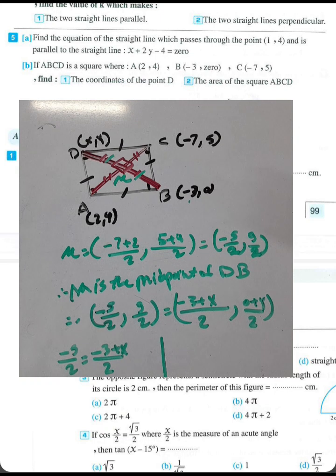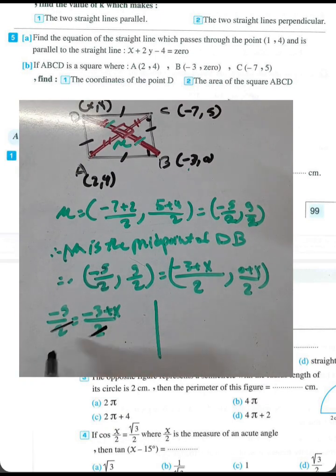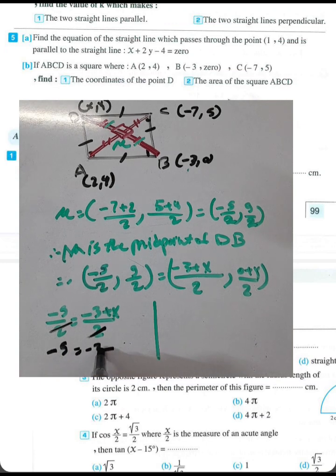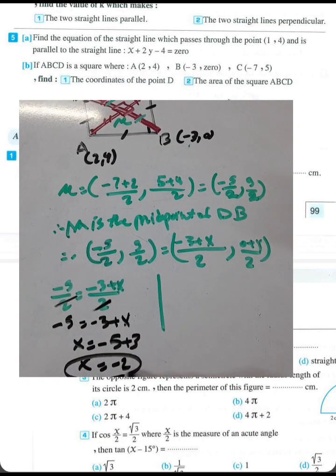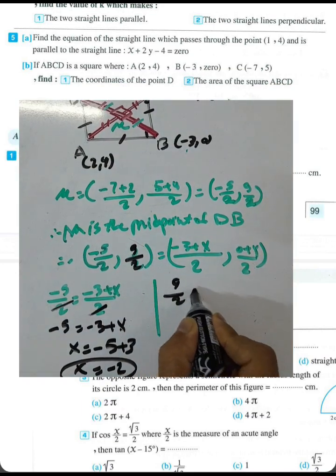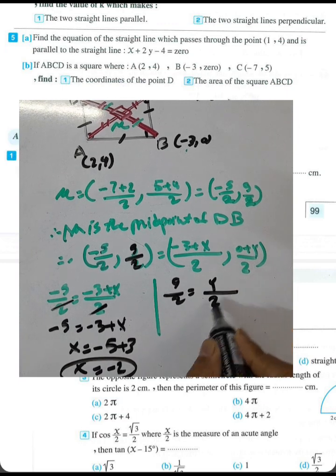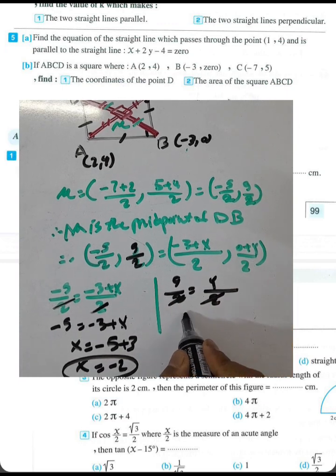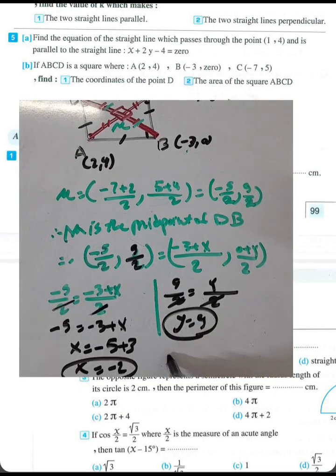To find the value of x, you can cancel 2 by 2, and then negative 5 equals negative 3 plus x, then x equals negative 5 plus 3, and the value of x is negative 2. And here 9 over 2 equals 0 plus y over 2, it will be y over 2. Cancel 2 by 2, then y equals 9. Then the coordinates of point D will be (negative 2, 9).